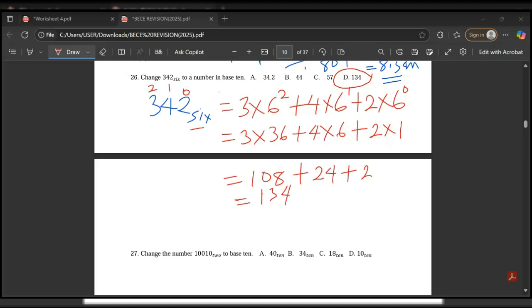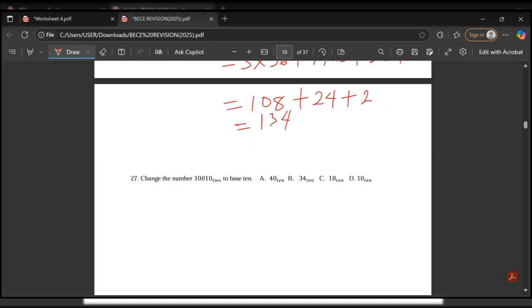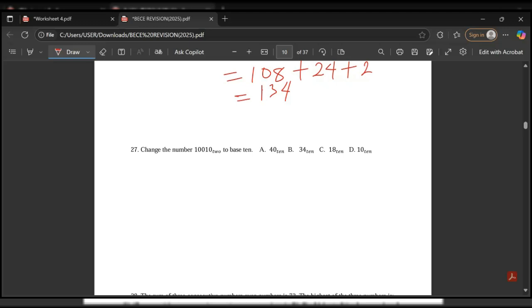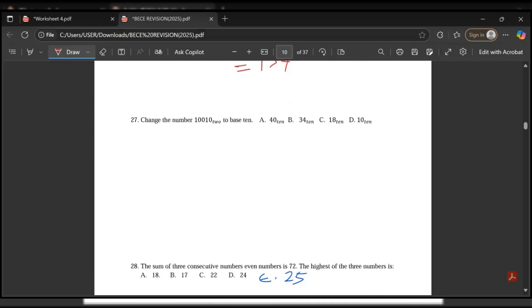Okay. Question 27. Change the number 10010 base 2 to base 10. The same method, the same thing. But I'll show you something now because you are doing objective questions, right? So we have 10010 base 2. The same thing we did the other time.